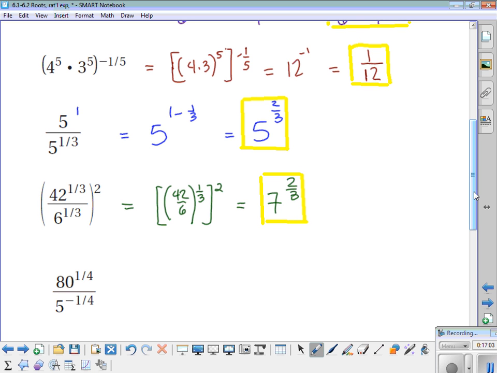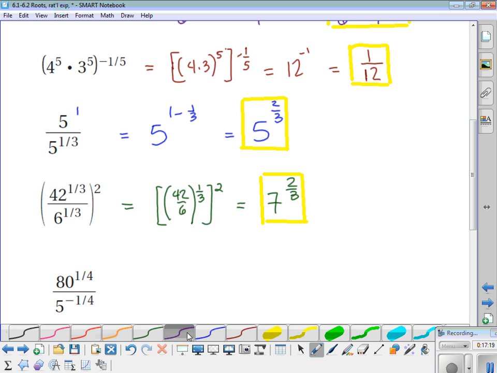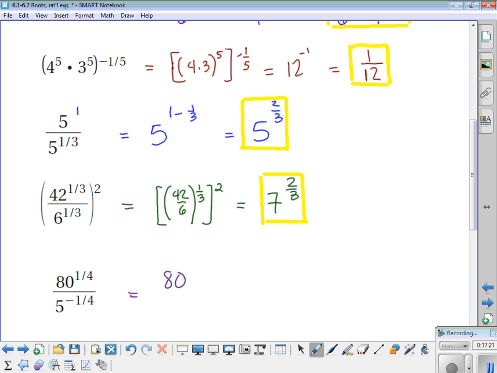All right, on this one, the 5 on the bottom is being raised to a negative 1/4, isn't it? So what do I have to do with that 5? I need to move it up to the top, right? Okay. So if I do that, then I have 80 to the 1/4 times 5 to the 1/4. So that's just 80 times 5 to the 1/4, or 400 to the 1/4.